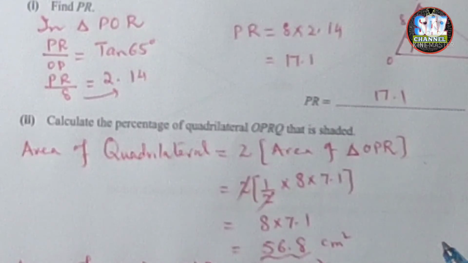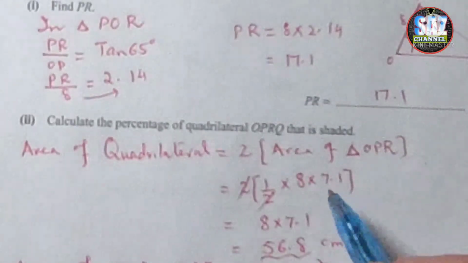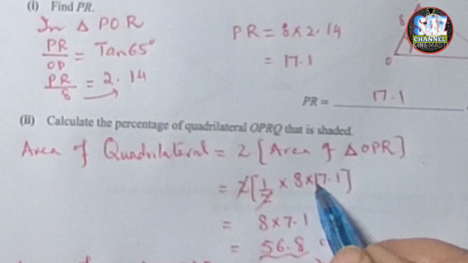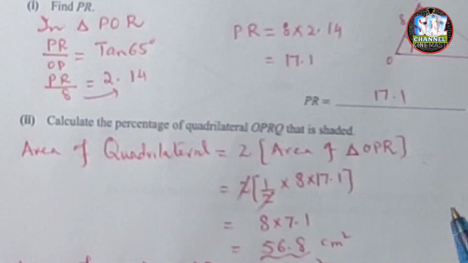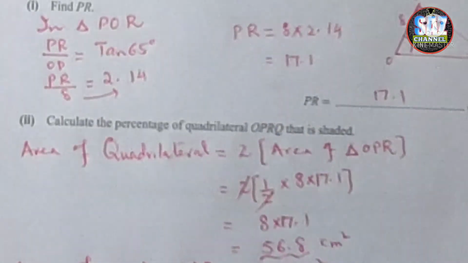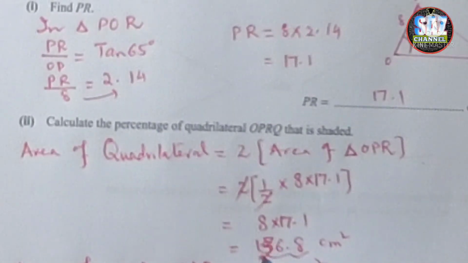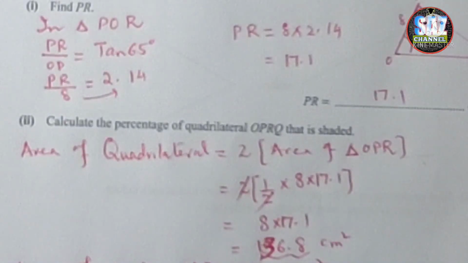Let me check my previous calculations. Here I have to write 17.1, and let me check my calculation. 8 multiplied by 17.1 gives me 136.8. Always check your calculations before submission of your work.